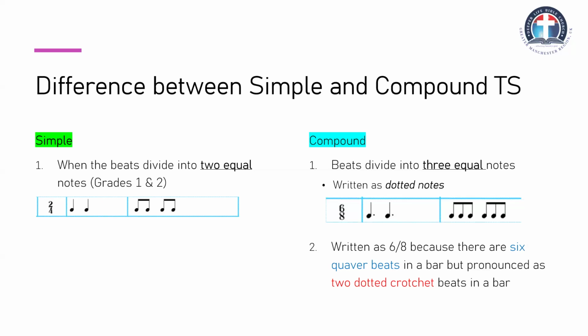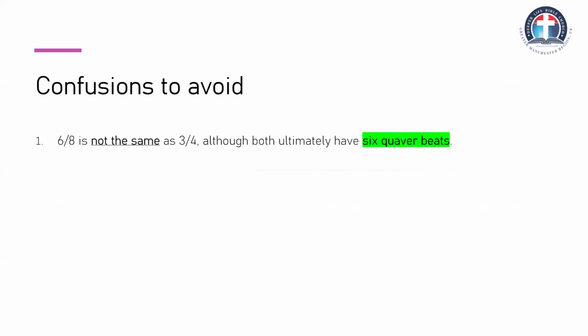All right. Now there are some confusions you need to avoid when you are dealing with compound time signatures. And we're going to go through them one after the other. Number one, you should understand that we've talked about 6/8. 6/8 is not the same as 3/4. If I ask you, in 3/4, there are 6 quaver beats.